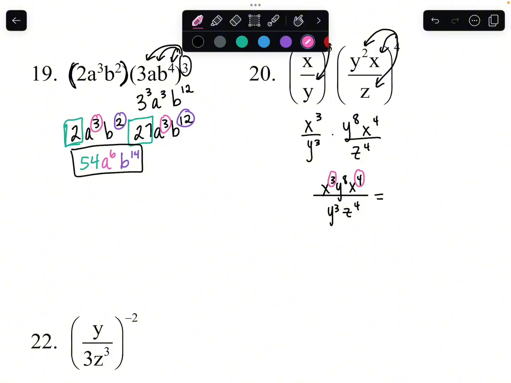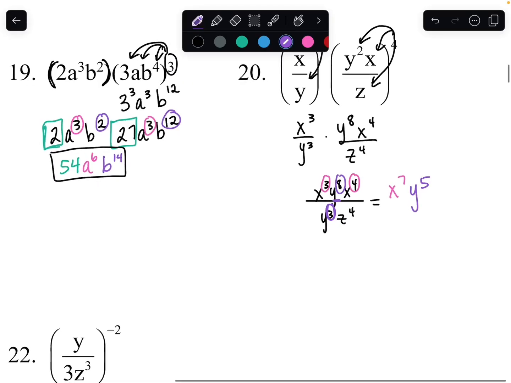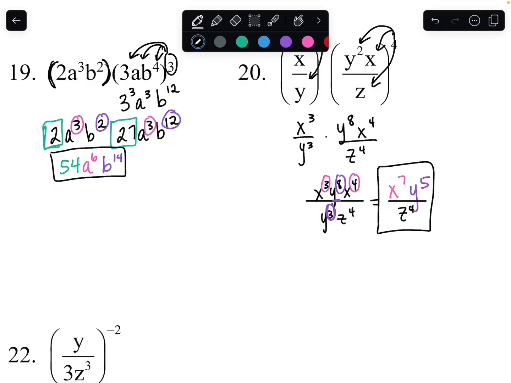So I have x cubed and x to the 4th. That would give me 7 copies of x being multiplied. And here we have y to the 8th over y to the cube, so we need to subtract those to get y to the 5th. And when you do that rule of subtraction, it's assuming you're writing it on top of the fraction. And then there was only one z term, and so that's just going to stay z to the 4th.